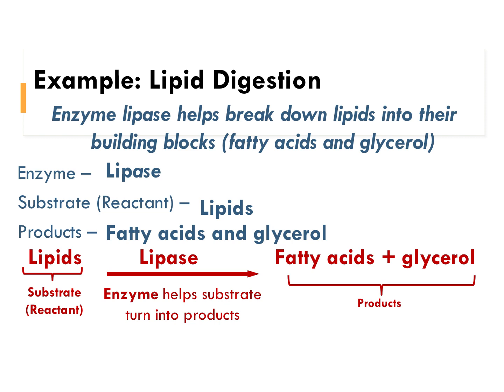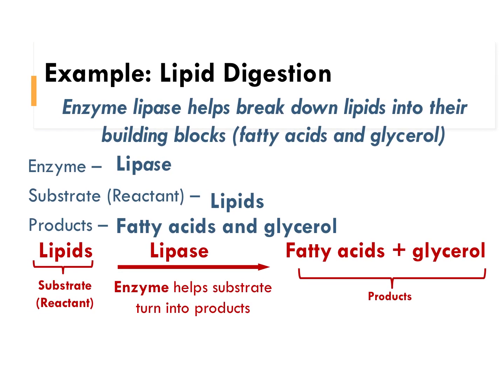All right, so let me show you an example of what an enzyme reaction might look like. Here's an example of lipid digestion. Your body would use the enzyme lipase, and it's going to help break down lipids into their building blocks, or monomers, the glycerol and the fatty acids. So the enzyme in this reaction is lipase. The substrate or reactants are lipids, and then the products are going to be your fatty acids and glycerol.